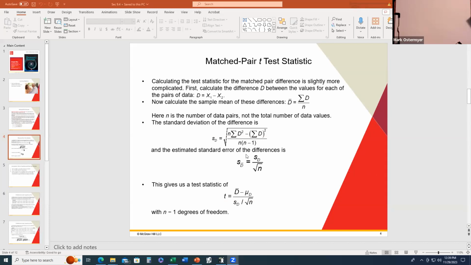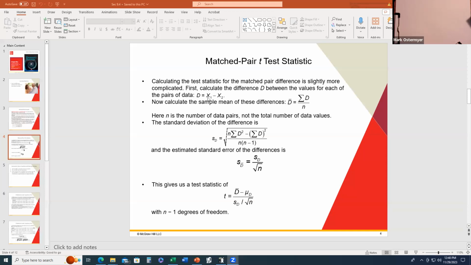All right, now to calculate the test statistic manually requires more than one step, believe it or not. First, we have to calculate the difference d between the values for each of the matched pair data. So d is the difference between the data pulled out of population 1 or sample 1, x sub 1, minus the observation pulled out of sample 2, x sub 2. And x sub 1 and x sub 2 are paired together. That's the important thing. Although these are pulled from two different populations, they're kept paired together.